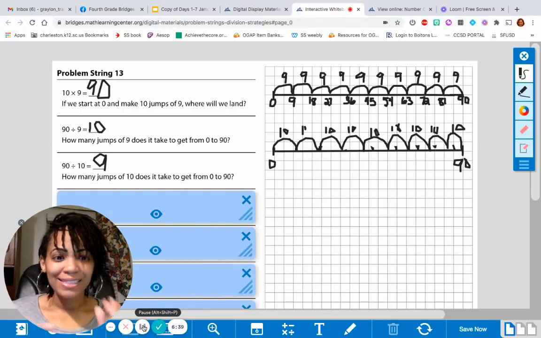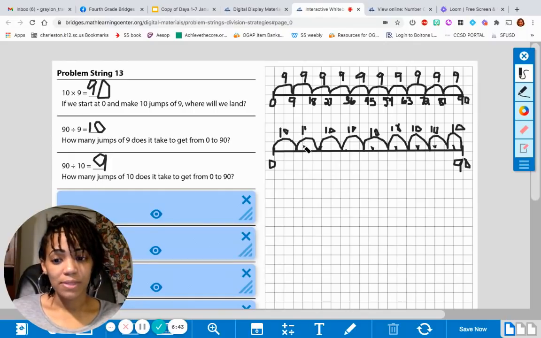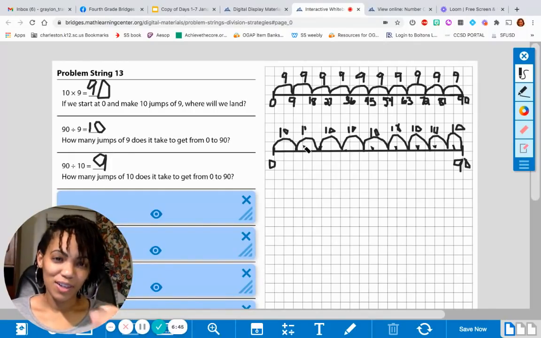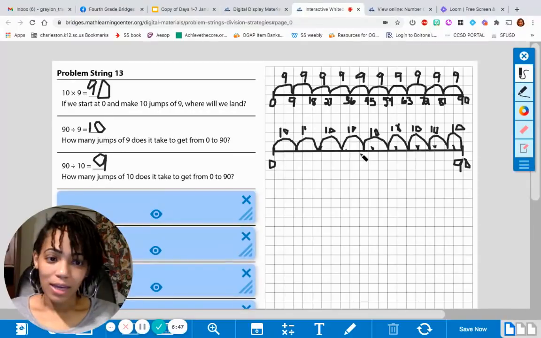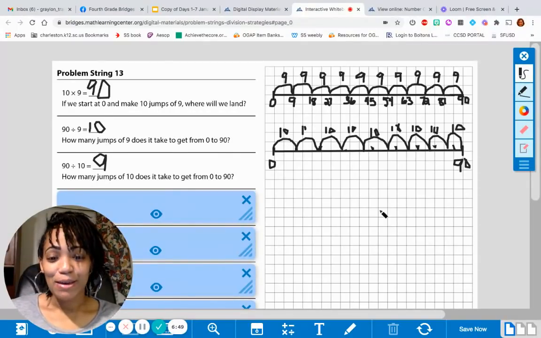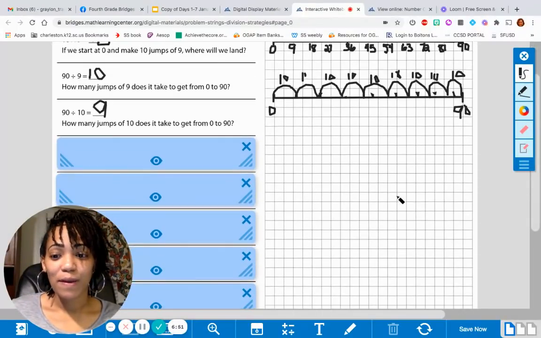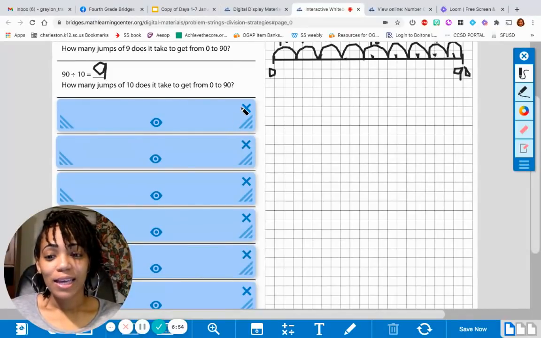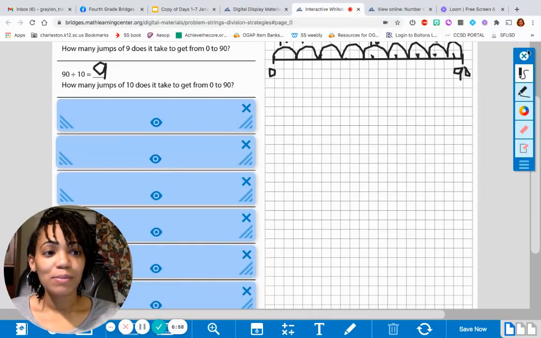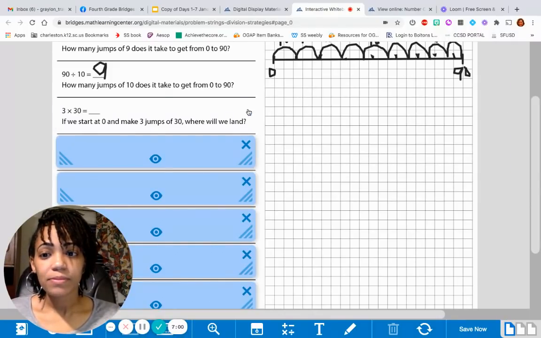So we see that the distance is the same, 0 to 90, but the size of our jumps and the number of jumps are different. I tried really hard to represent that with my picture here. It's kind of hard using the computer and not having a wireless mouse. So let's go ahead and move on to the next problem.